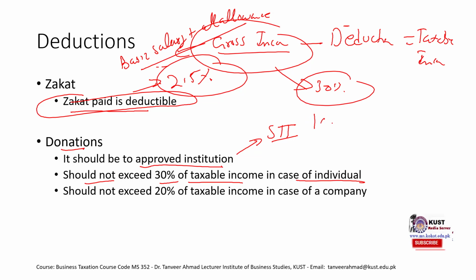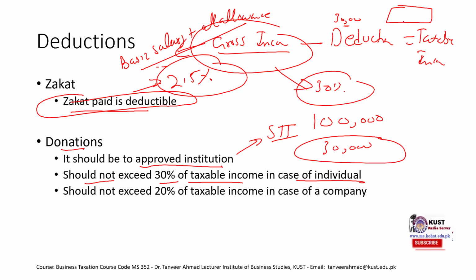So for example, if our gross income is 1 lakh rupees, 30% of this 1 lakh rupees would be 30,000. So if we paid a donation of 30,000 rupees, then we can deduct this donation of 30,000 rupees from our gross income, and then whatever amount we get, we would pay tax on that amount. But let's say we paid a donation of 20,000 rupees, then should we deduct 30,000 or 20,000? Obviously 20,000, because this is what we have paid.